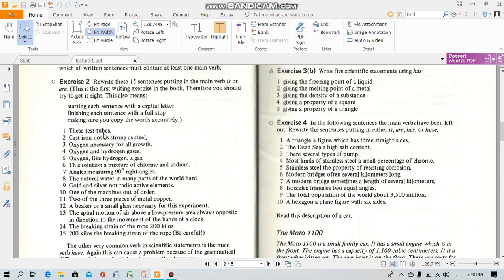Now, these test tubes. The first sentence became, these are test tubes. Cast iron, not as strong as steel. Cast iron is not as strong as steel.